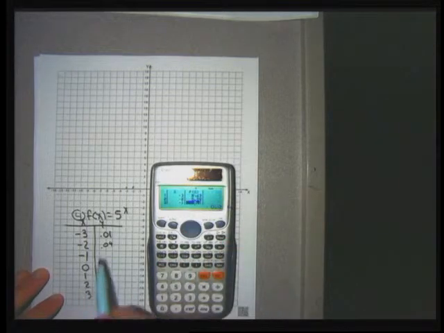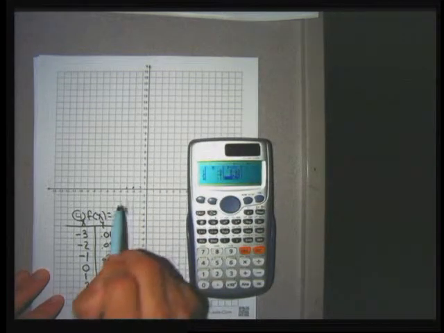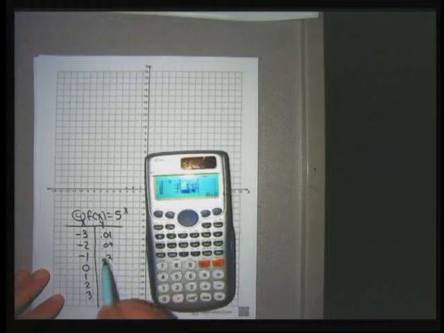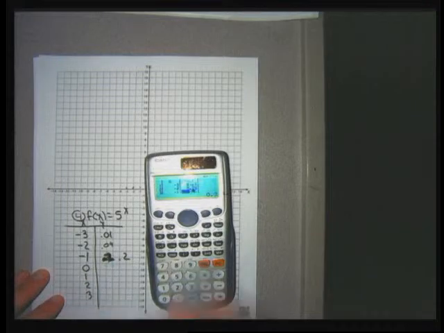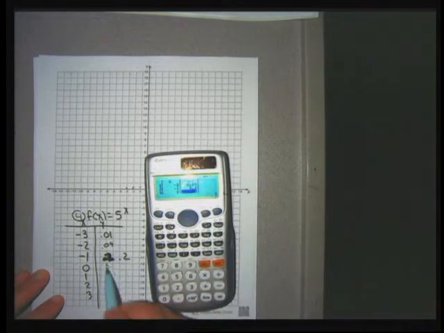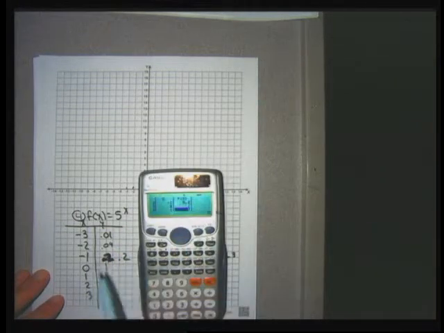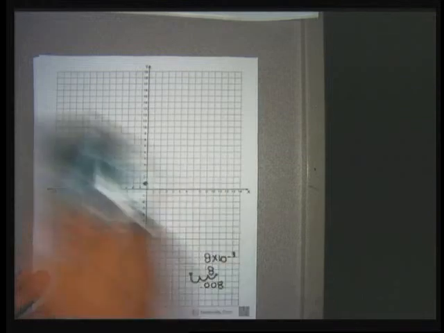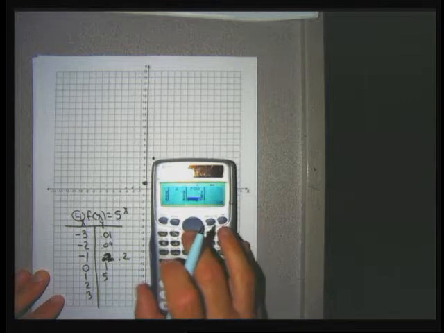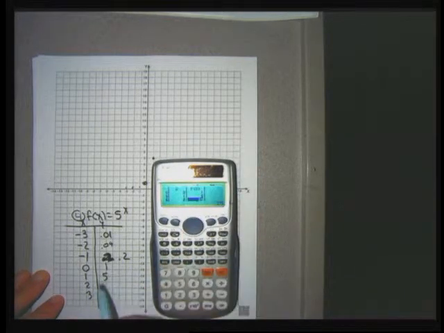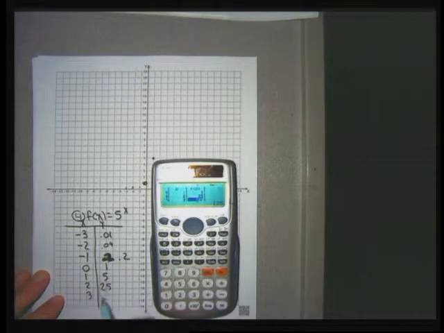The third point, -1 and 0.2. 0.2 is, again, less than a quarter of the way up, but it's still up. Then I get the nice points, 0 and 1, which is there. 1 and 5, which is there. And 2 and 25, that's already off my screen. And the 3 and 125 is way off my screen.